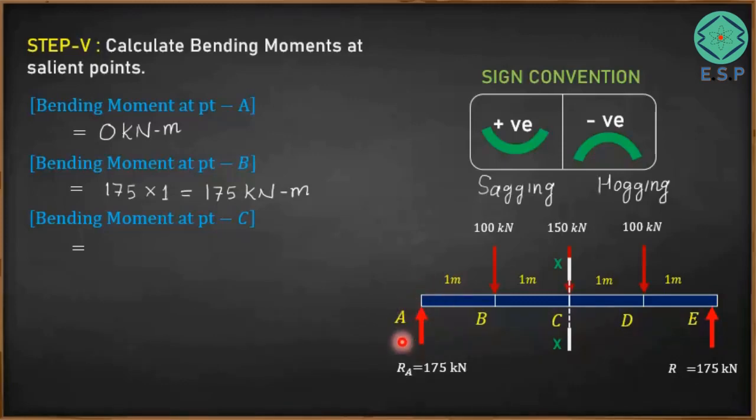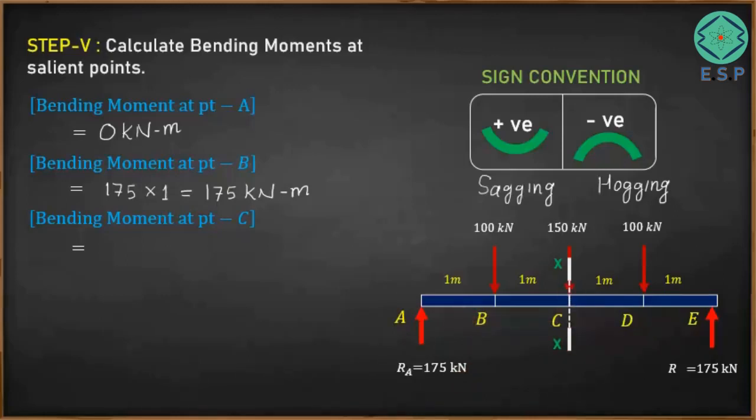So we have a force of 175 kilonewton upward, and another force of 100 kilonewton downward. We'll calculate the bending moment caused by this particular force at point C, as well as the bending moment caused by this particular force at point C. So let's consider the first one, that is 175 kilonewton. When you apply 175 kilonewton, how much bending moment is going to come at point C?